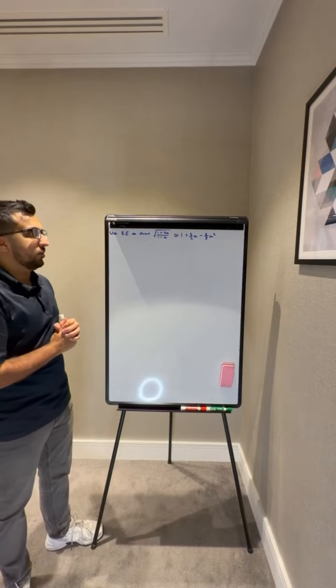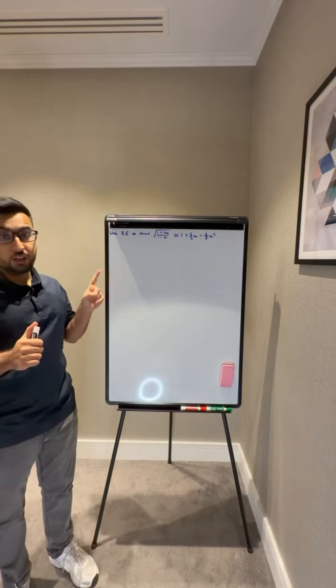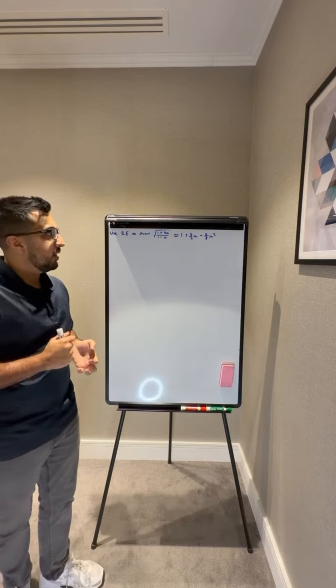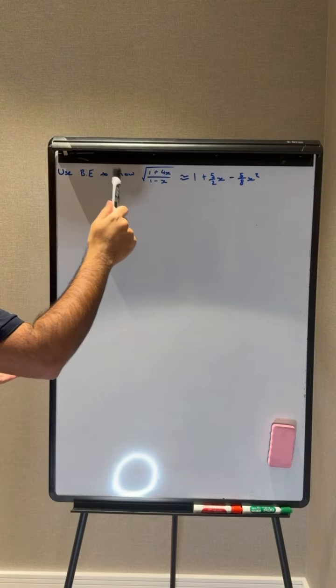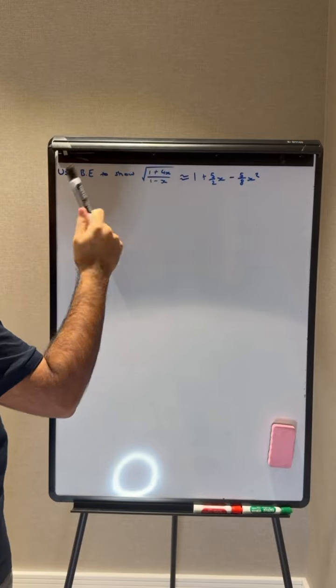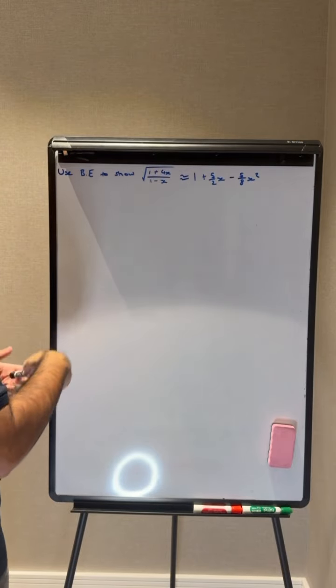A-level binomial expansion. Well, general binomial expansion to be specific, and you'll see why in a second. Check the comments to see the full question. We're just doing part A. So, we want to use the general binomial expansion to show that the square root of (1 plus 4x) over (1 minus x) is roughly equal to this thing here.